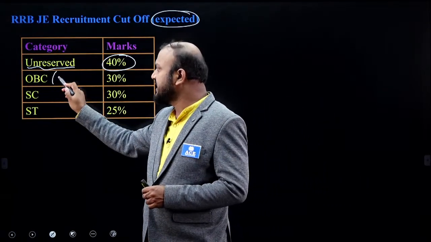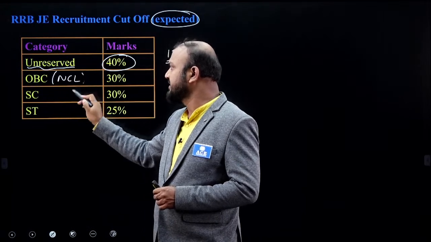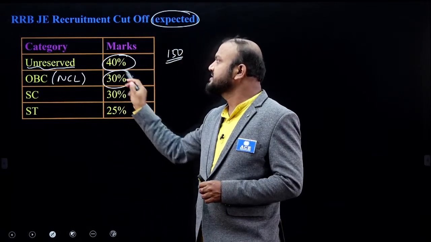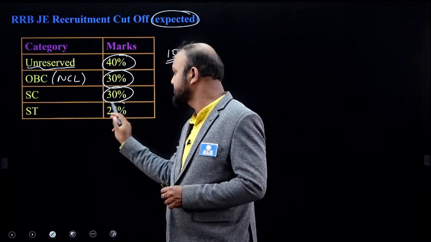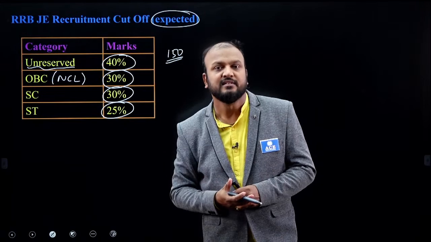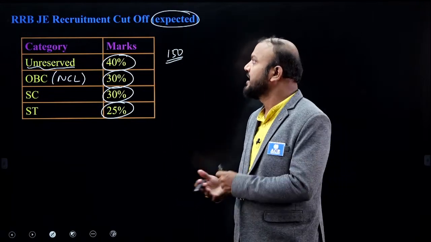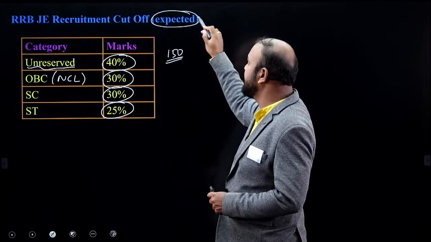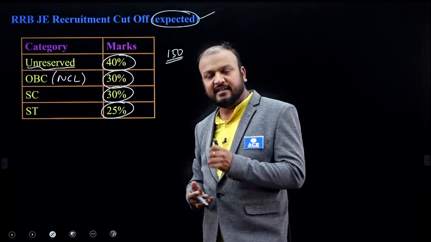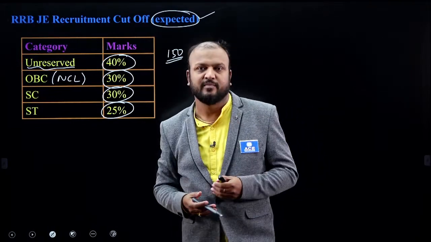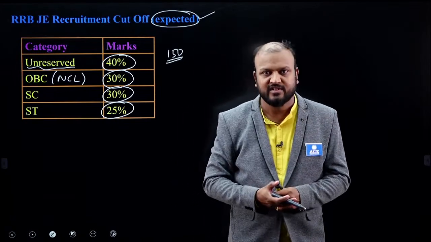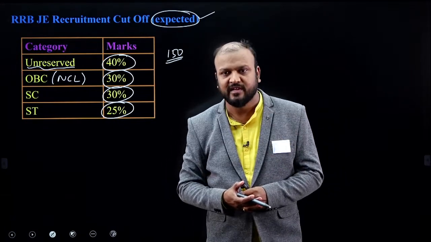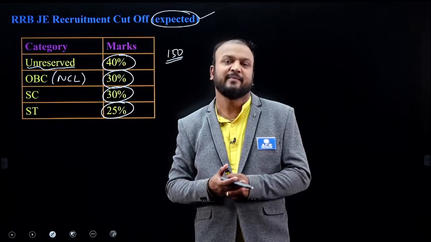For the OBC, more specifically non-creamy layer, it is 30% marks, and for SC also 30%, for ST it is 25%. These are the cutoff marks for RRB JE recruitment. It is expected, and it is the data collected based on the previous RRB JE notifications. Okay, this is general information about the Railway Recruitment Board Junior Engineers exam.